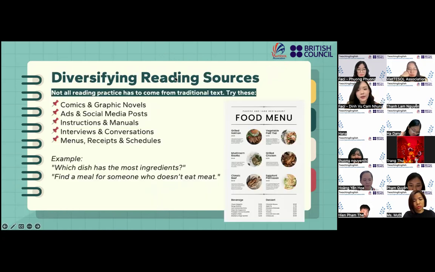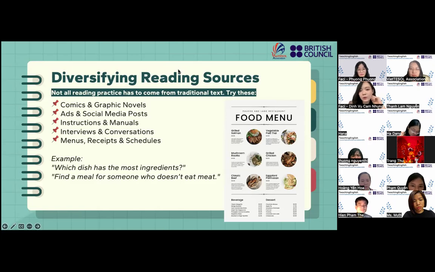Okay, and actually books are not all of the reading materials that we can use. You can think a bit out of the box. You can think of the context where students also have to read, right? They don't just read when they open a book. They read all of the time.